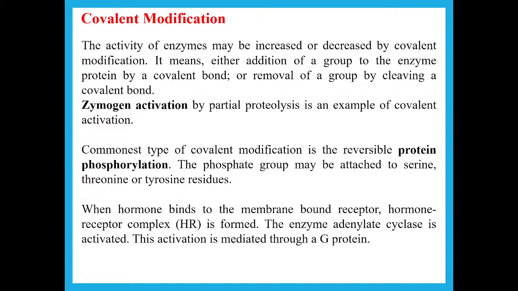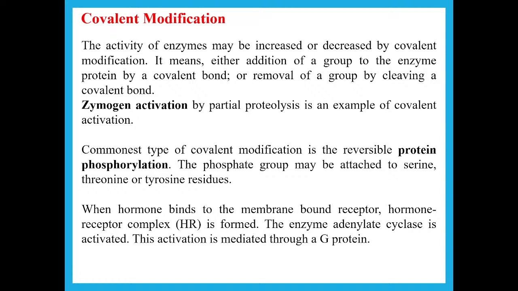A covalent bond is a strong bond consisting of a pi and a sigma bond, which is very difficult to break. It is energy consuming. Zymogen activation by partial proteolysis is an example of covalent activation. The commonest type of covalent modification is reversible protein phosphorylation. The phosphate group may be attached to serine, threonine or tyrosine residues.